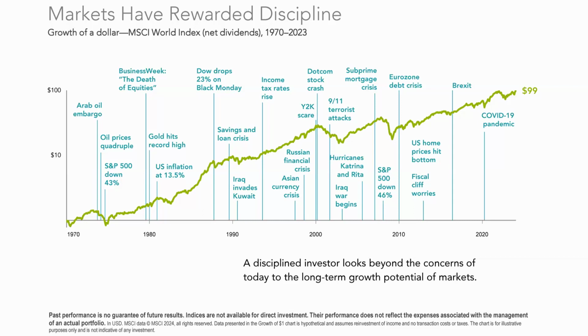Y2K. All the nukes were going to go off as soon as the computers that they were programmed to hit 00. It was over. The .com crash, yeah, that was a scary time, and then markets did go down. But if you just didn't focus on what was happening during that time, and you kind of rode that out, and through 9/11, through hurricanes, another Iraq war, the subprime mortgage crisis, the S&P again being down 40+%, debt crisis, U.S. home prices hitting bottom, fiscal cliff. We'll never hear about that again, right?